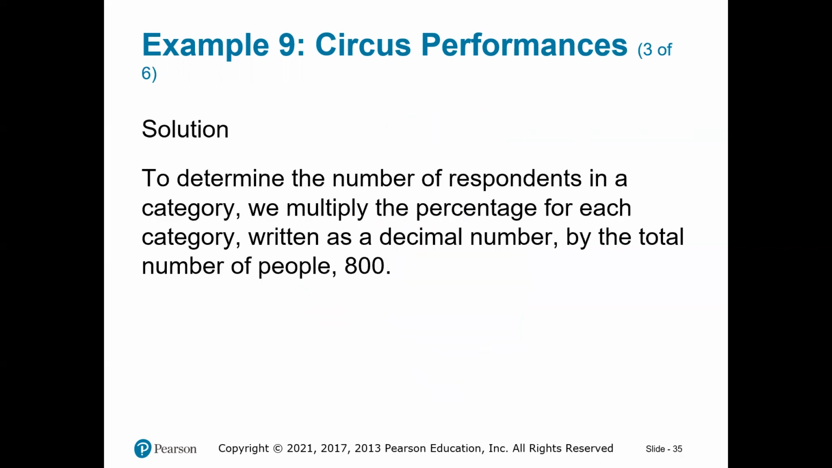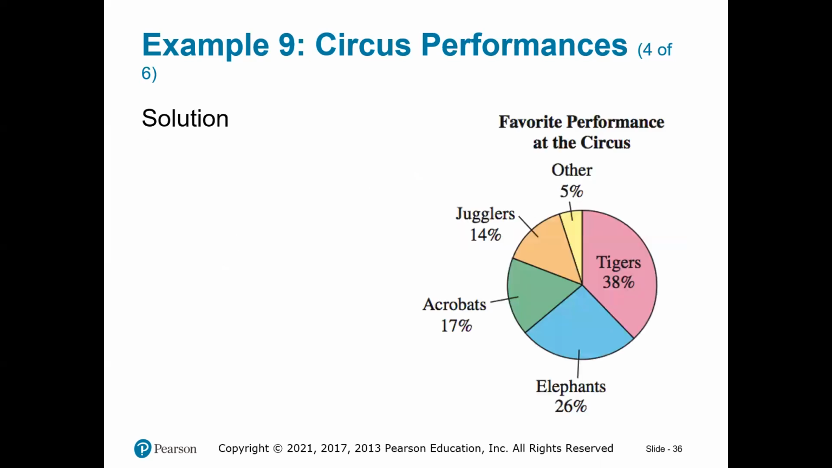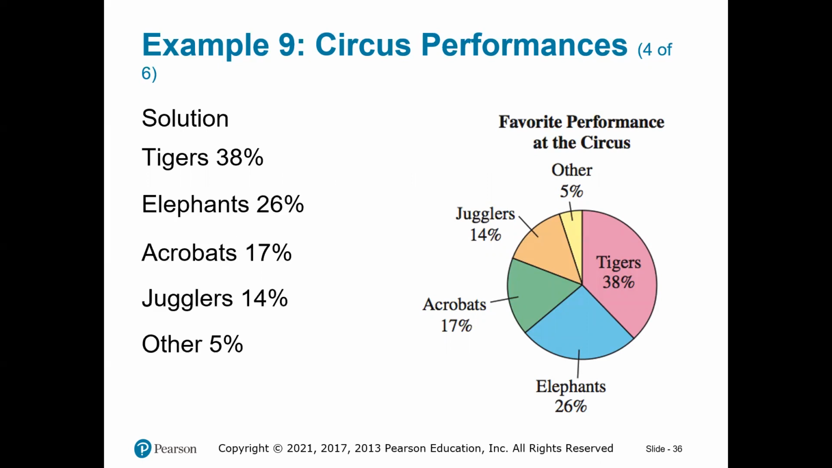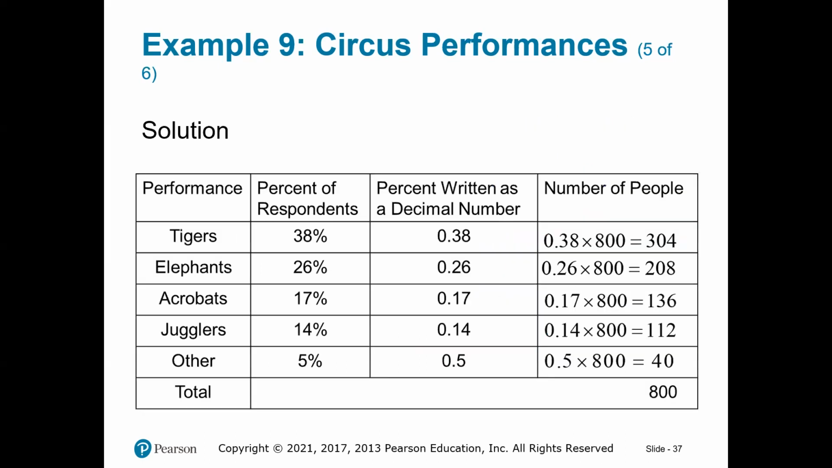Suppose that we have 800 people. This is actually good. So 800 people is the number of people that we surveyed. So for tigers, the 38%, just multiply 38% times 800, and you get the number of people liking tigers in the following table. So tigers, you got 38%, which is 0.38. 0.38 times 800 is 304. So we have 304 people who like tigers.